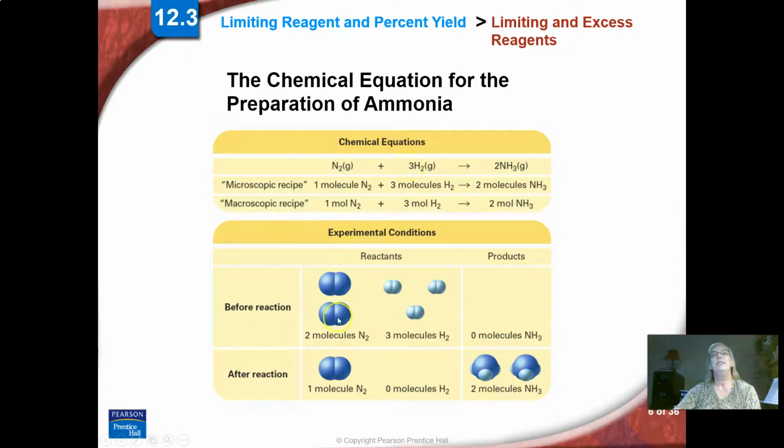But I have 2 of these. So which one is my excess? It would be the nitrogen. I have too much nitrogen. I have just enough of this. So this is my excess. This is my limiting. Okay. When the reaction happens, if I use this situation right here, I would have 1 of these guys left over, none of those guys left over, and I would make 2 molecules of this. Okay, so this is my excess guy. I have this left over at the end, and this was my limiting.